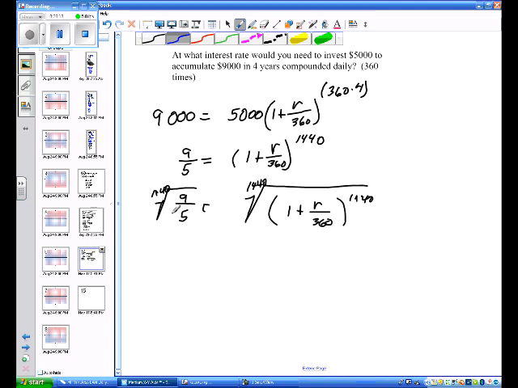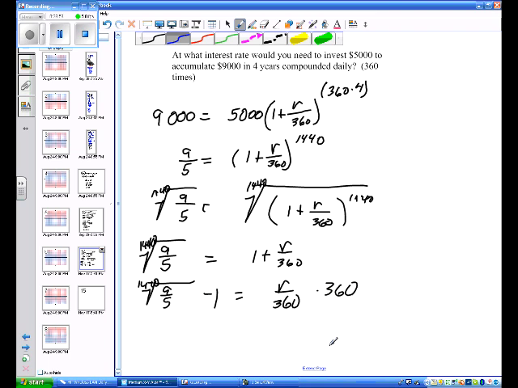Okay, on this side, as we go to work this, we're just going to have that root. What's going to happen here, since I'm raising it to the same power as the root I'm taking, then we just get what's underneath the radical. So that's going to be 1 plus r over 360. So we want to solve for r, so we'll subtract 1. And then we will multiply both sides by 360.